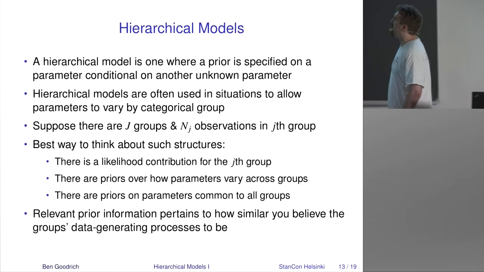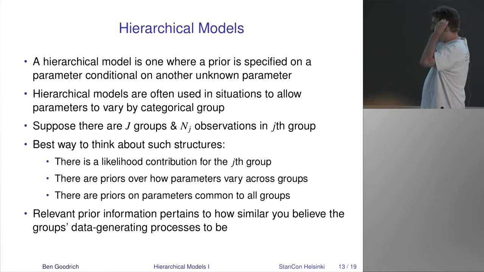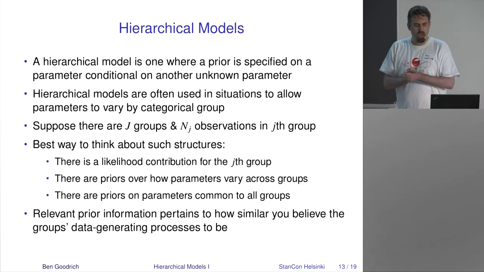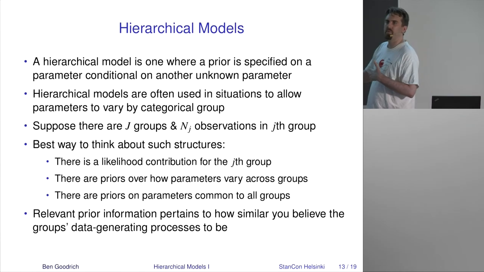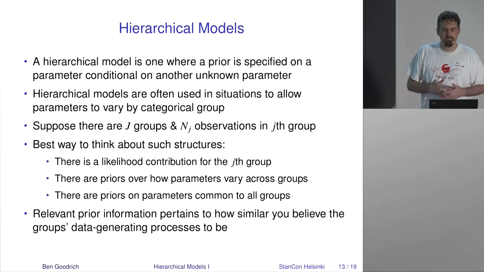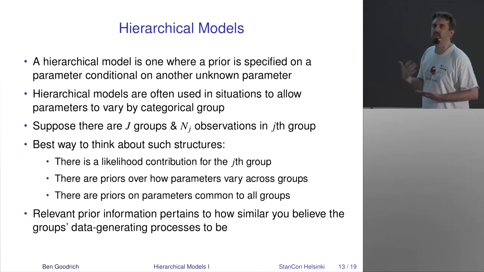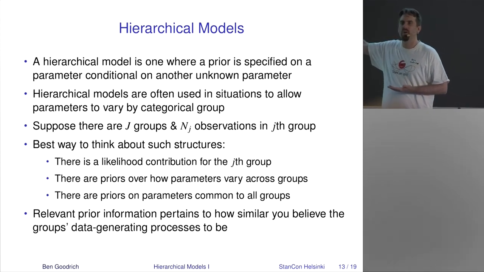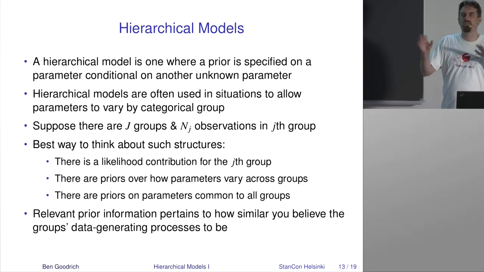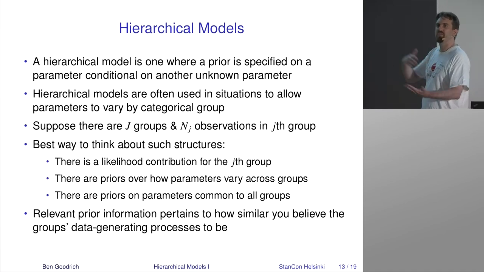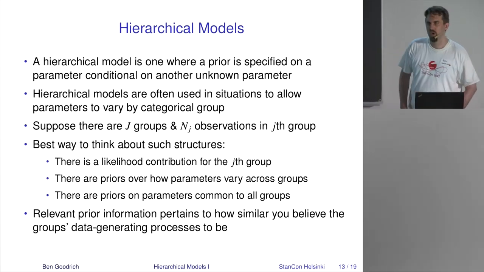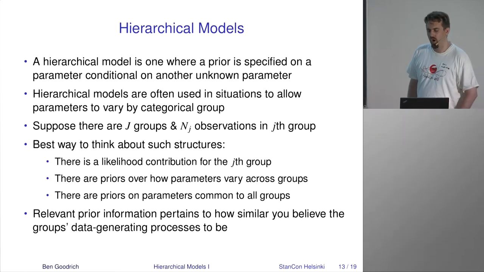And you can think about hierarchical structures like this, with group structure: there's some likelihood contribution for the jth group, the jth school. There are priors over how the parameters from one school differ from the parameters in another school. And then there are priors on the parameters that are common to all groups, to all schools, like the beta for the class size, or the sigma, or the tau. These things common to all schools don't have an index, but alpha_j is specific to the jth school. So we have different types of parameters. We have local parameters, we have global parameters, and we need priors on all of these things.